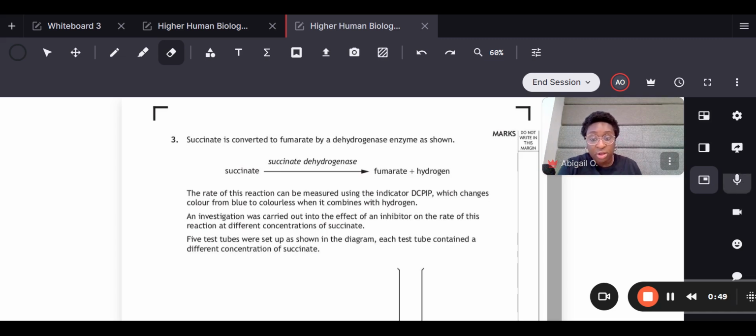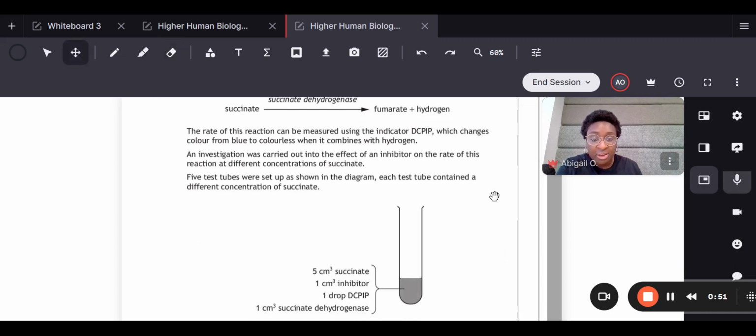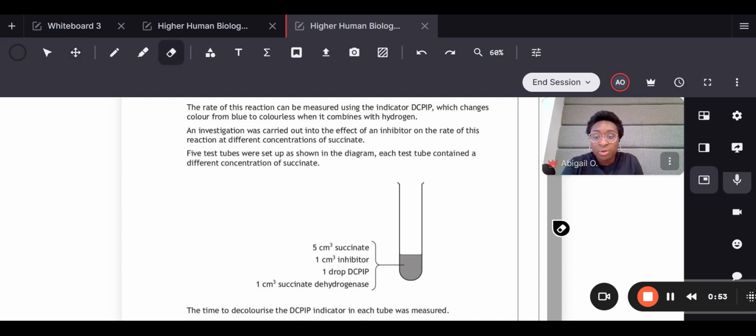The rate of this reaction can be measured using the indicator DCPIP, which changes color from blue to colorless when it combines with hydrogen. An investigation was carried out into the effect of an inhibitor on the rate of this reaction at different concentrations of succinate. 5 test tubes were set up as shown in the diagram. Each test tube contained a different concentration of succinate.